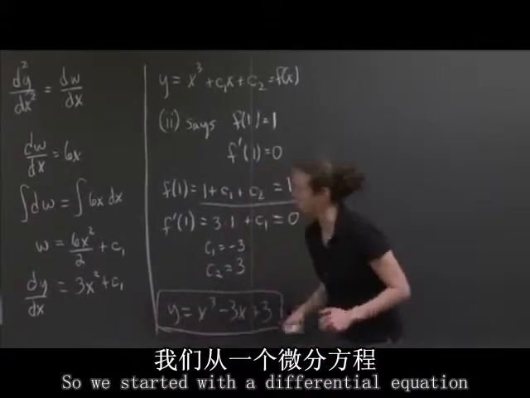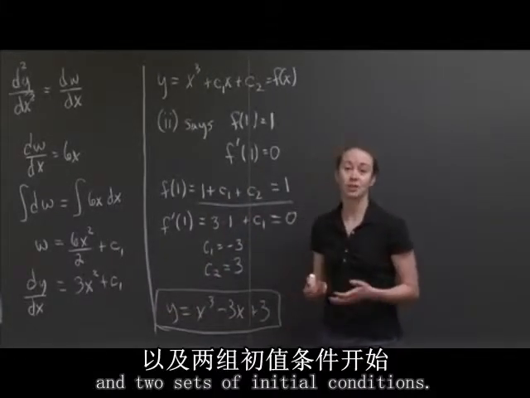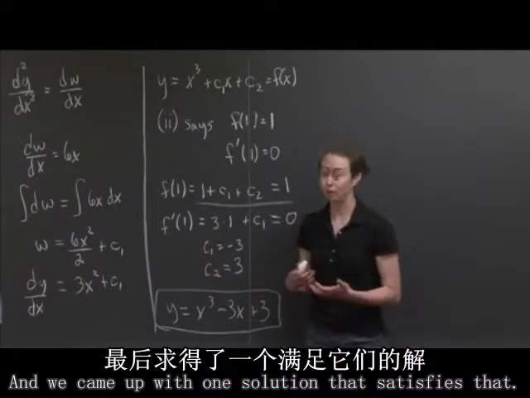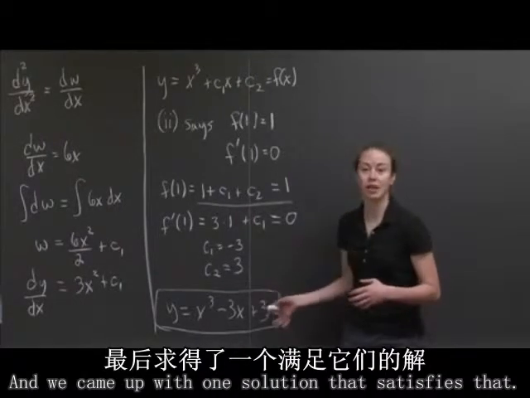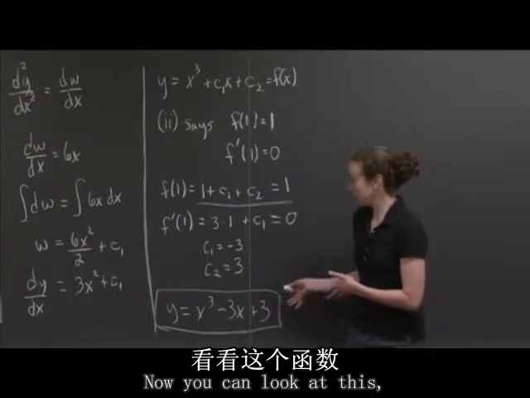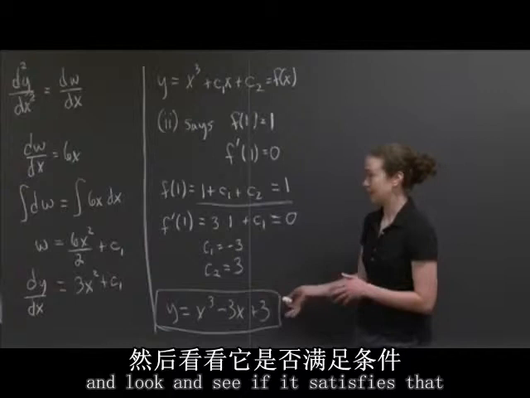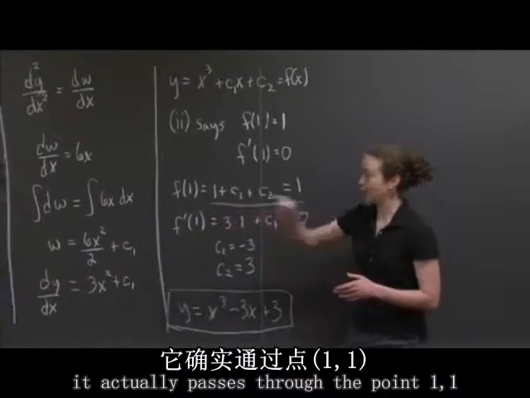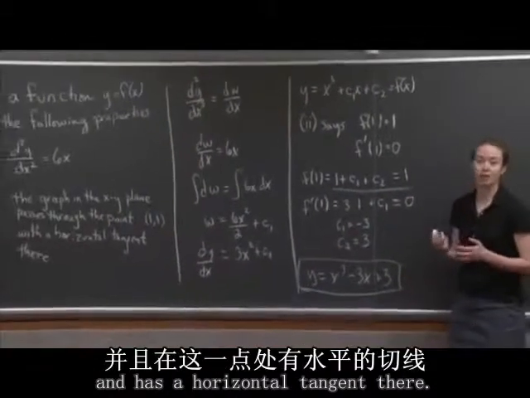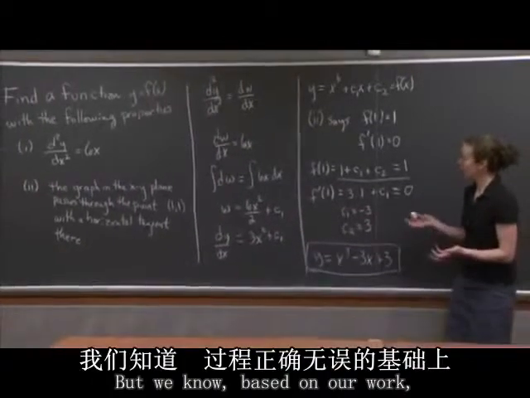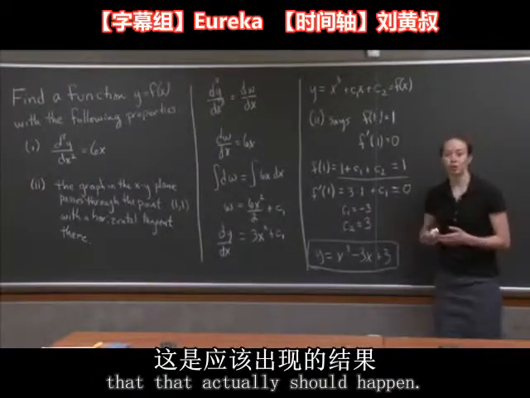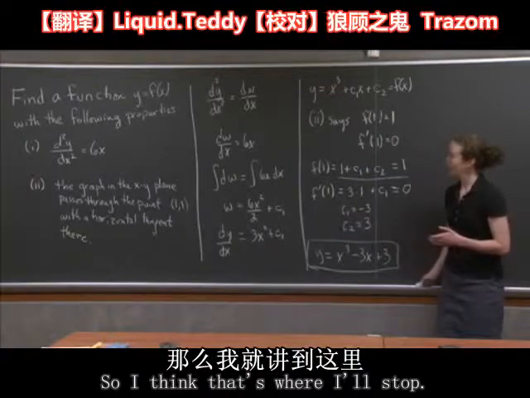So we started with a differential equation and 2 sets of initial conditions, and we came up with one solution that satisfies that. Now you could graph this on a calculator or a computer, and see that it actually passes through the point 1, 1 and has a horizontal tangent there. But we know, based on our work, that that should happen. So I think that's where I'll stop.